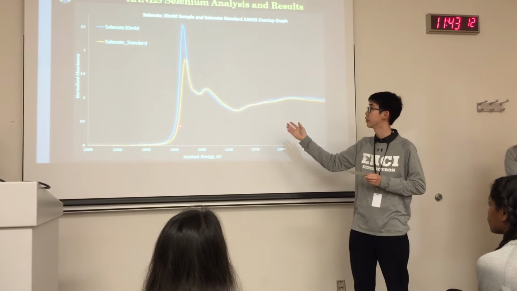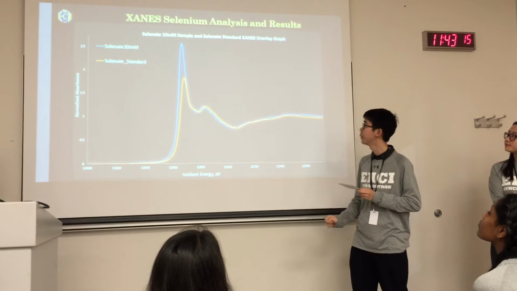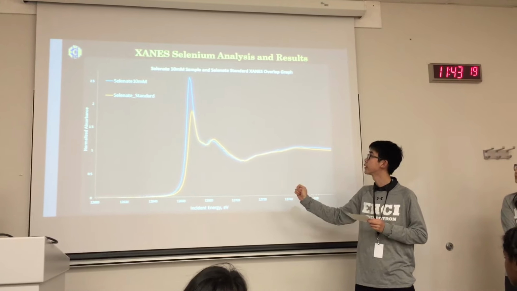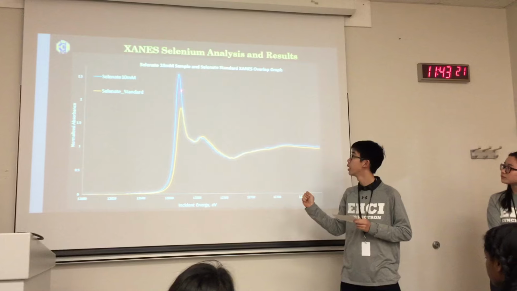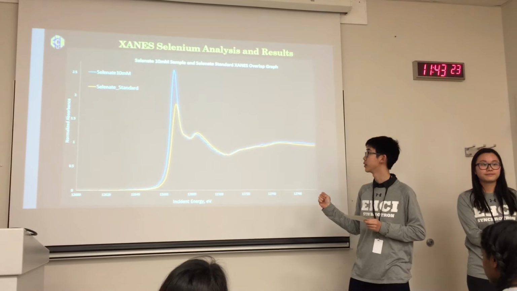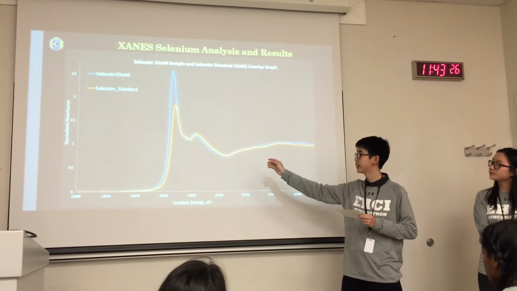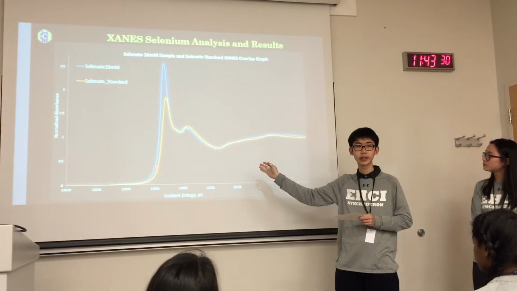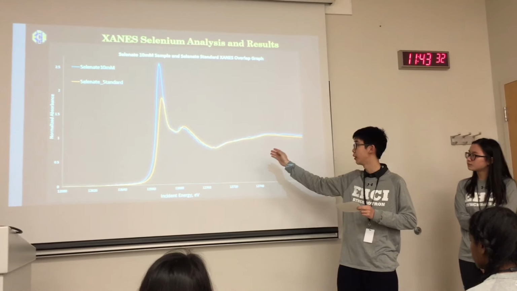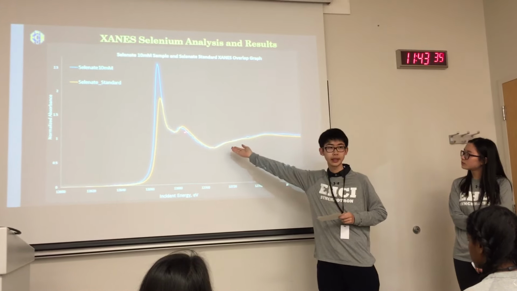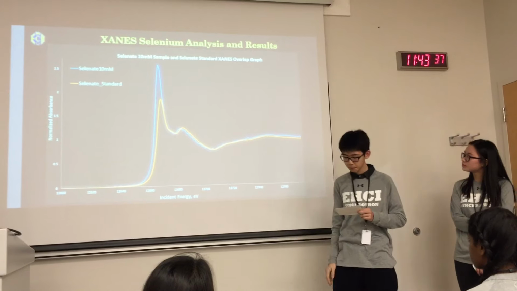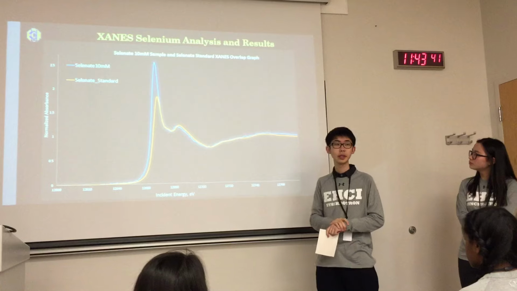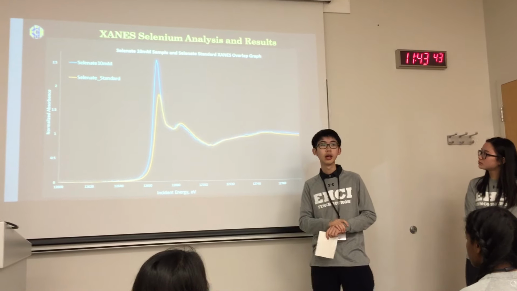And selenite standard is the orange line. The major difference is there is a high peak in the selenite 10 millivolt sample for normalized absorptions. And also you can see there is an energy shift prior to that peak and another energy shift after the secondary peak somewhere here. So that might suggest a speciation change.